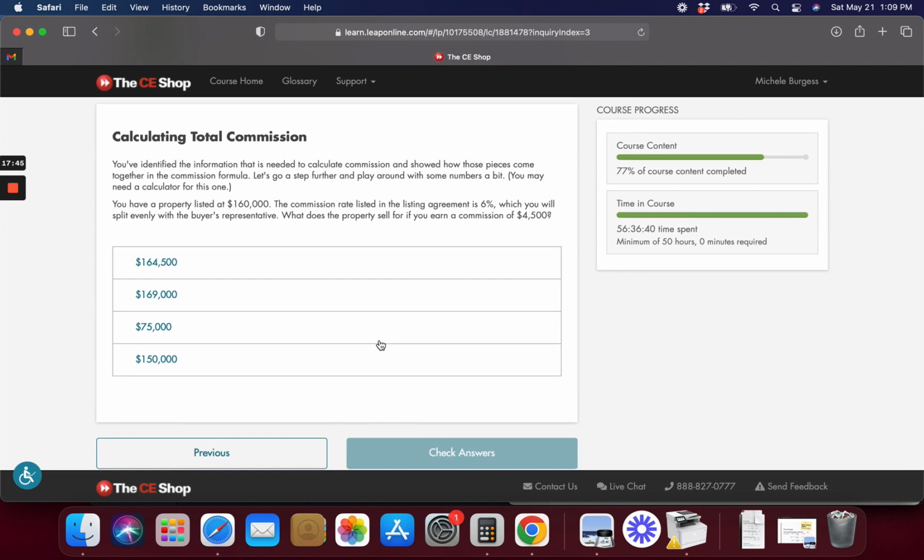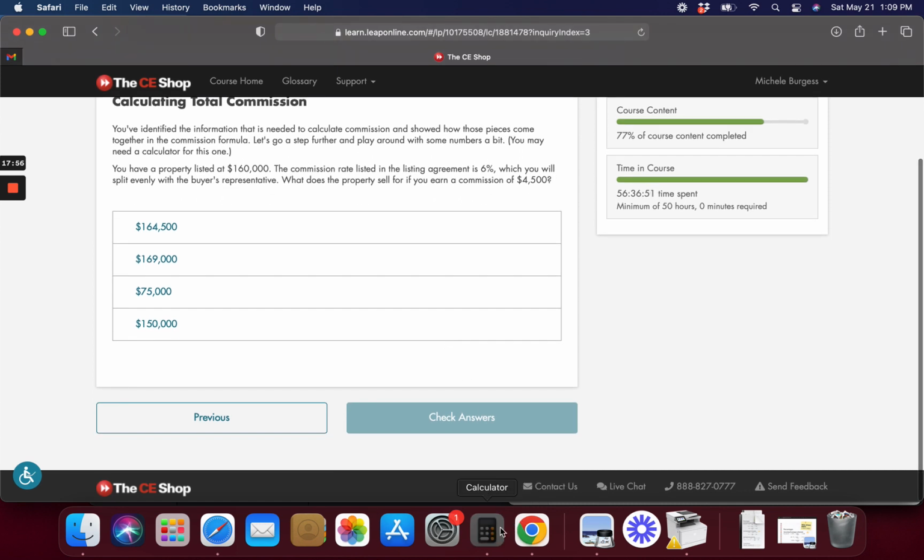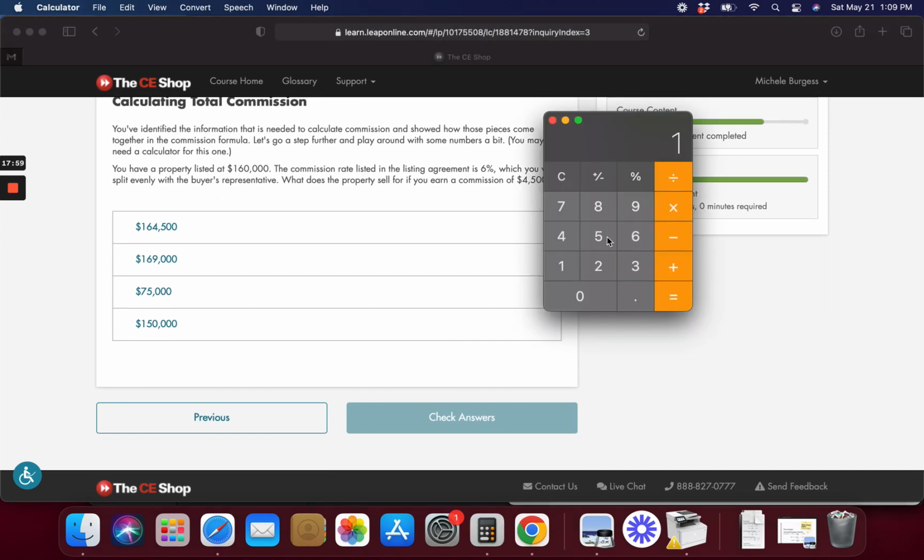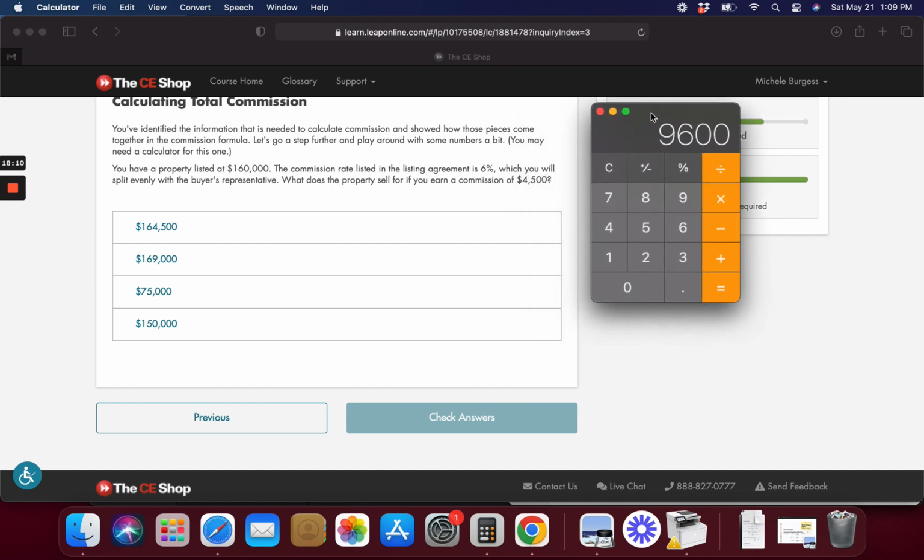Okay, you have a property listed at 160. The commission is 6%, which you will split evenly with the buyer representative. Okay, so 160 times 0.06, 9,600. Really, you're only going to give out 4,800 eventually.